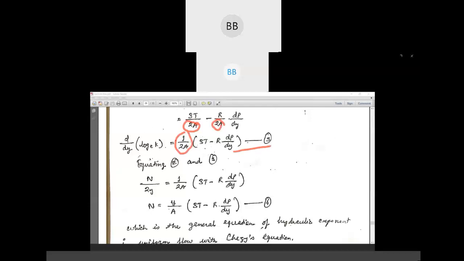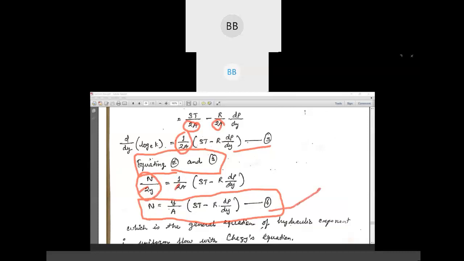Now we have to replace this, and we have to bring n. So from equation 2 and 3, we can equate both the equations, and in place of dy by dy log e k, we can substitute n by twice y. Then we can find the expression for n using Sedge's equation. So this 2 will be cancelled out, this 2 will be cancelled out, and then y will go up, y by a, 3t minus r dp by dy.